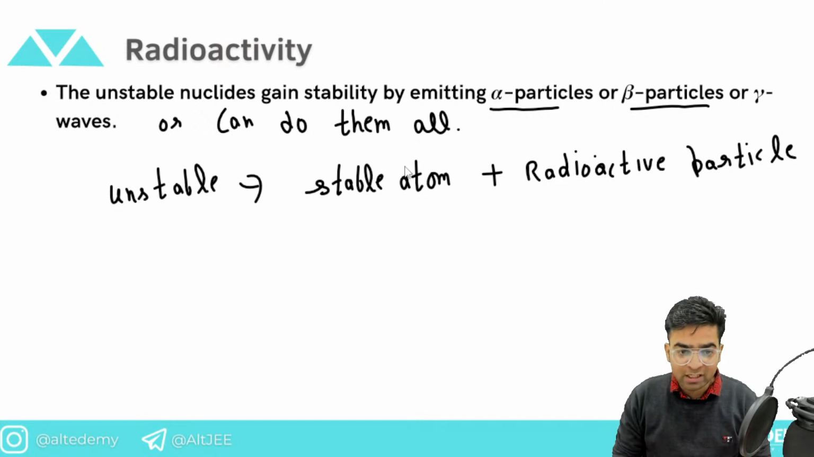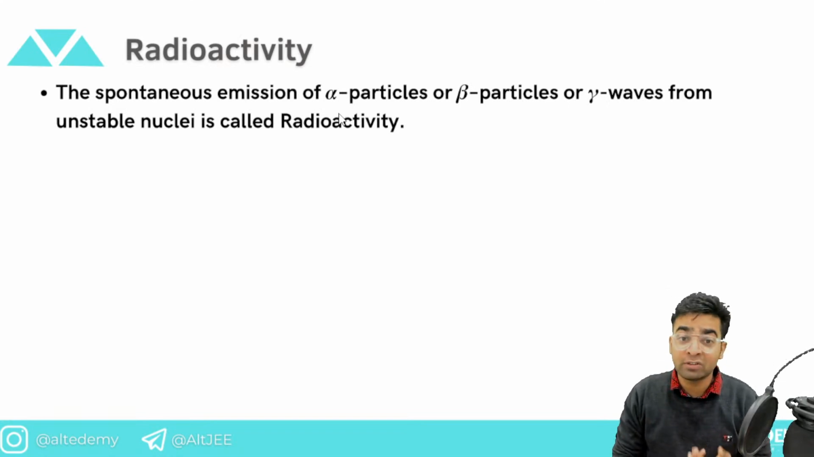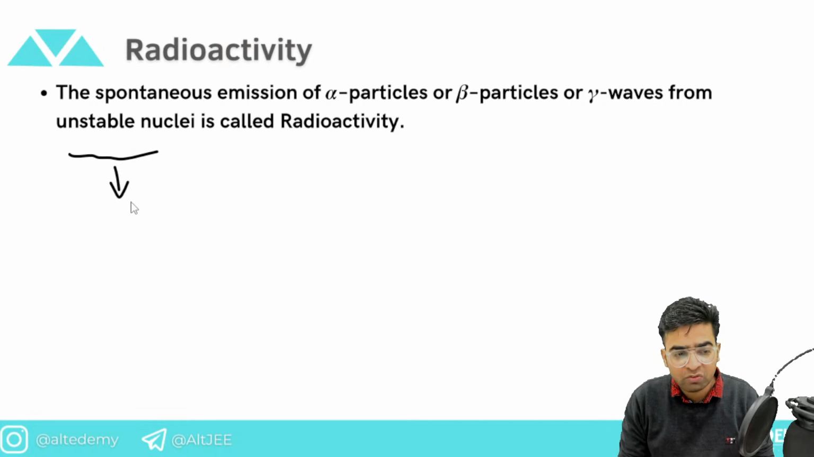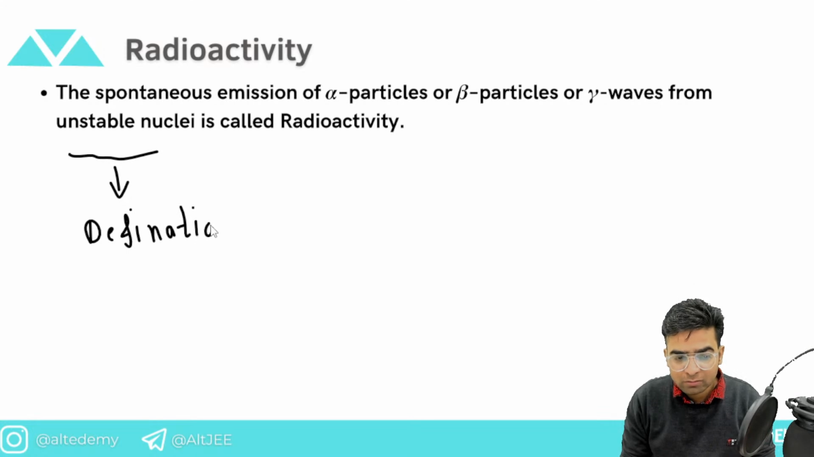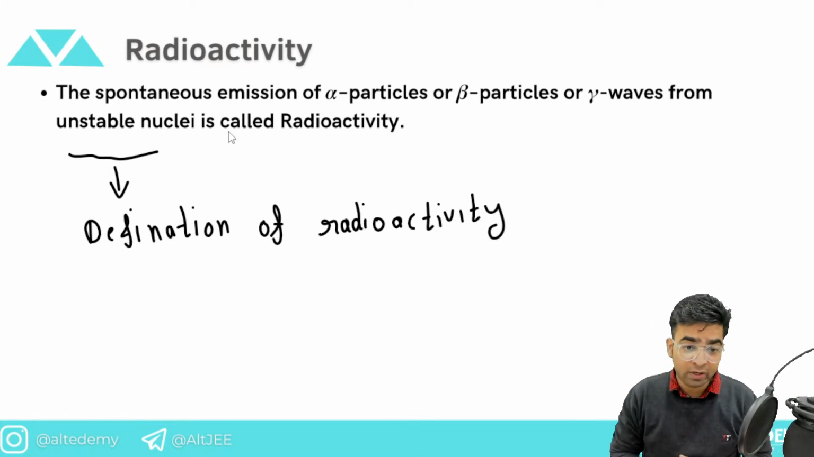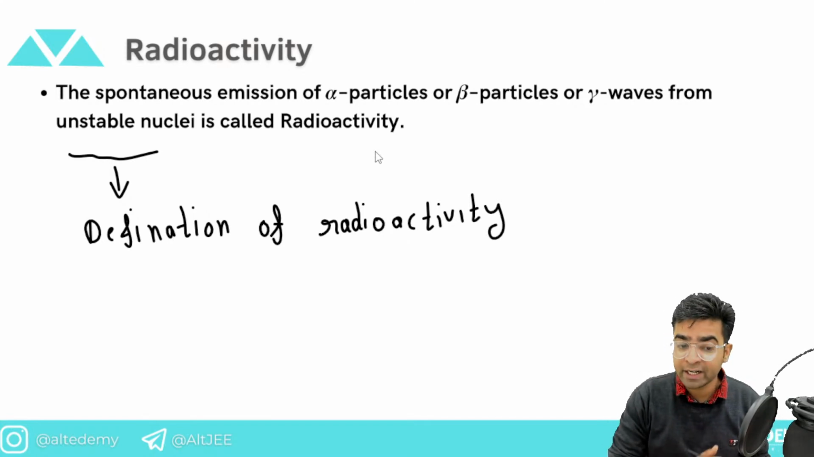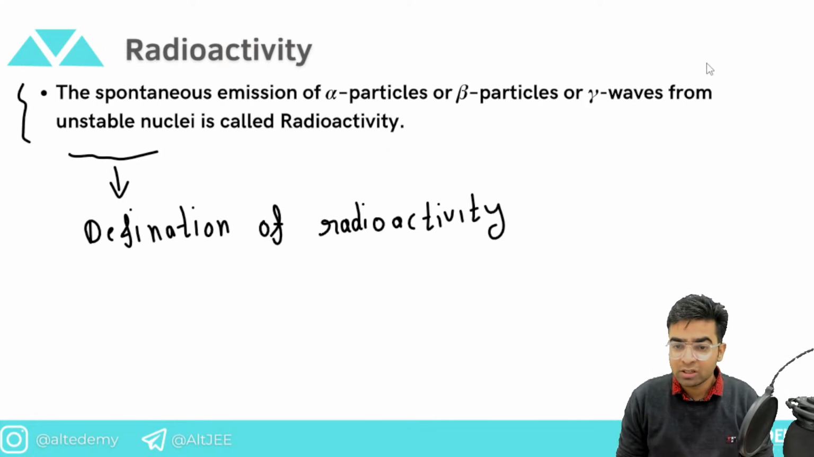Yes. After that, the spontaneous emission of this is the definition of radioactivity. So what is happening? There is an emission of alpha particles or beta particles or gamma waves from unstable nuclei. That emission is called radioactivity. So this is the definition.